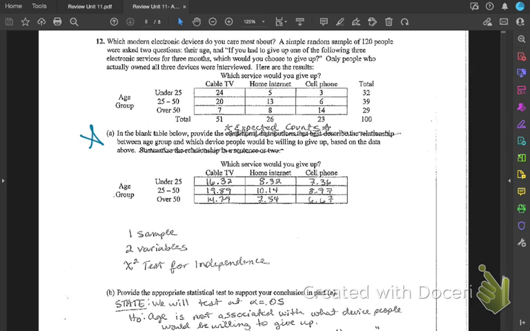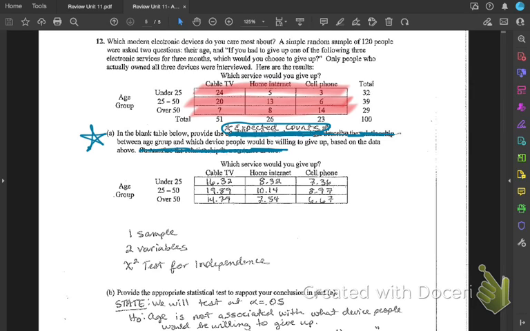All right, part A is what I asked you guys to change. In the blank table below, provide, not the conditional distribution, but the expected counts. And then you don't have to do this whole summary thing here, okay? So what we're going to do, we're going to plug these observed counts into the matrix. So you're going to go to second x negative 1, go over to edit number 1. This is a 3 by 3. And you're going to plug your data in.